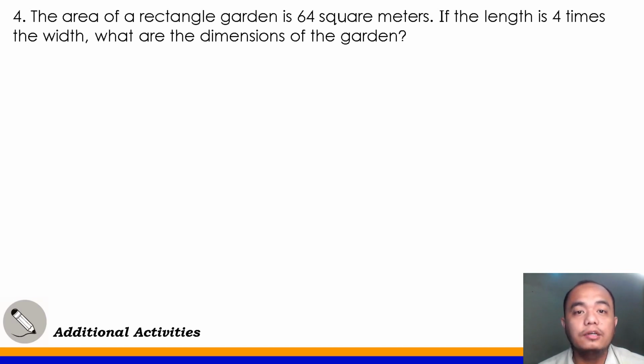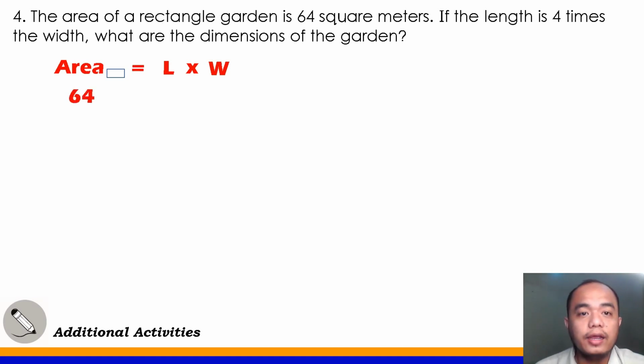The area of a rectangle garden is 64 square meters. If the length is 4 times the width, what are the dimensions of the garden? I hope by this time, klaro na sa inyo kung anong ibig sabihin ng area at you know now how to determine the area of a rectangle. So now, area of a rectangle is equal to L times width or length times width. Now, so given na yung area natin, 64 square meters equals L.